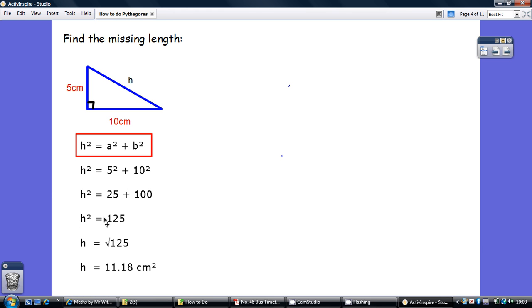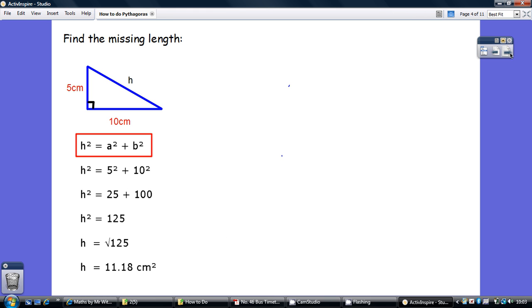Now we don't want h squared, we want h. So we've got to undo this. How do we undo a squaring? We square root. So if we square root both sides, we get h equals the square root of 125, and using your calculator that is 11.18.